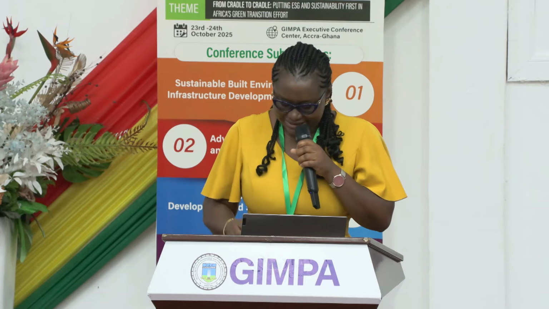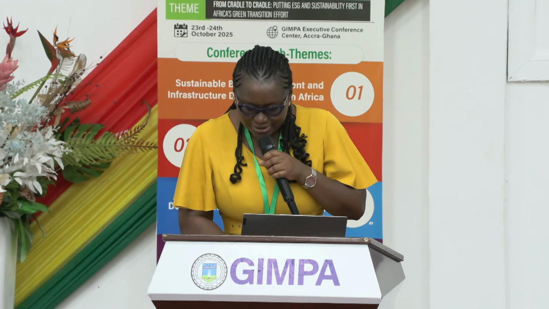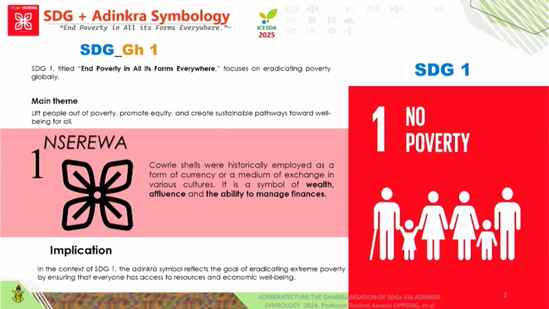So the SDGs are 17 main goals. And what we did was that we interpreted the symbols that come with the SDGs and the goals. So for example, SDG 1, we named it as SDG 1-Ghana. And the one goal is no poverty. And its aim is that people will be lifted out of poverty, promote equity, and create sustainable pathways. We chose the Nsrewa. Nsrewa is the quarries, and in history, the quarry has been at the source of economic bargain. We use the quarries to trade. So if you have quarry, you have economic freedom, you have money, and that is what we used to represent the quarries, the no poverty.